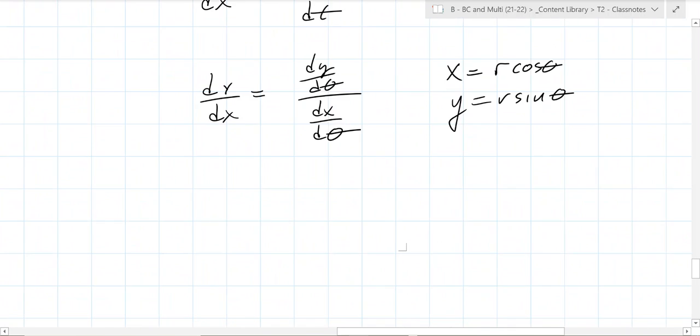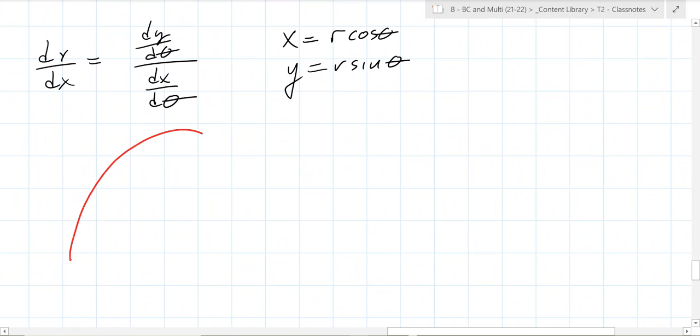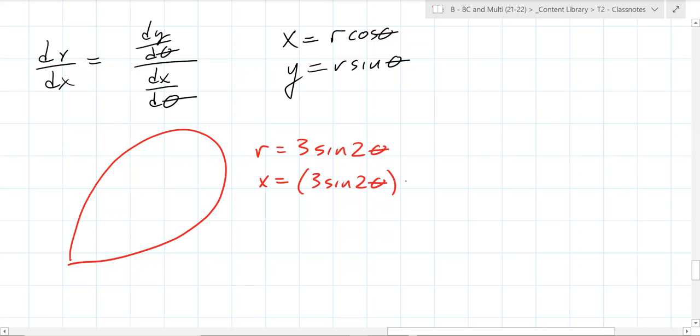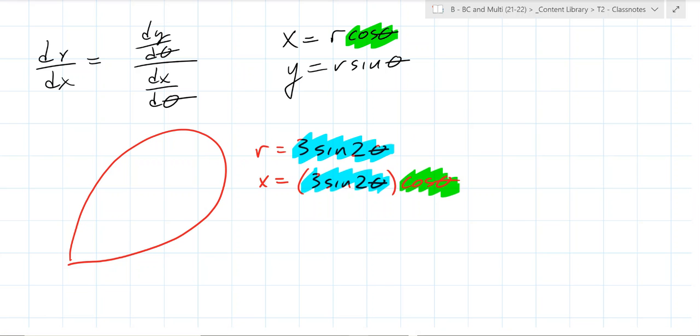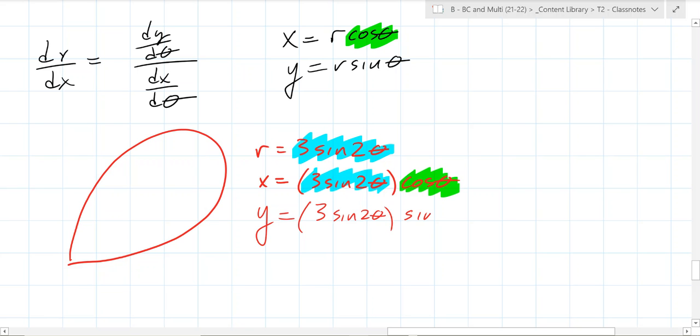Let's use this function. We have this petal right here, and we know r is equal to what? 3 sine 2 theta? Was that it? Okay. You with me? So what does that mean x is equal to? 3 sine 2 theta times cosine theta. That's the r value right there. What does y equal? 3 sine 2 theta times sine theta. Does everybody see that? Everybody with me? Well, following this definition isn't that bad.